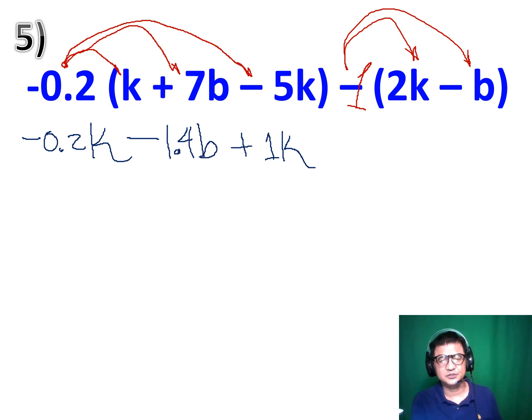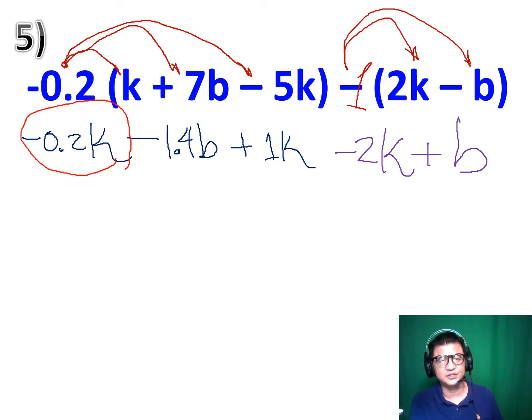On the second distributive property, we will now do the second one. Negative 1 times 2 is negative 2k. Negative times negative is a positive b. All right. So now, you might think you're done. Not yet, because you need to combine like terms. What are the like terms?